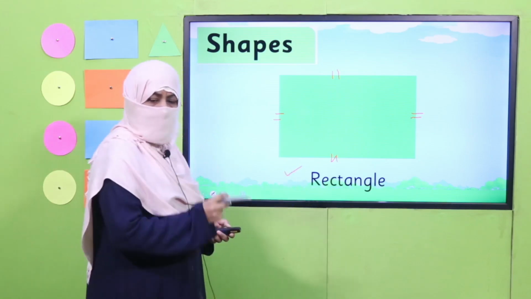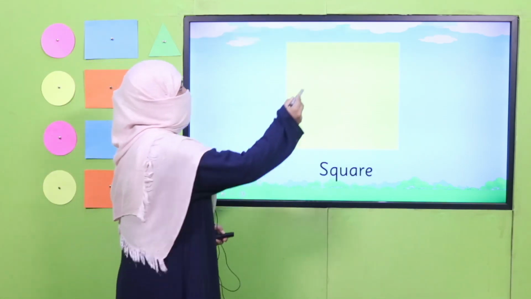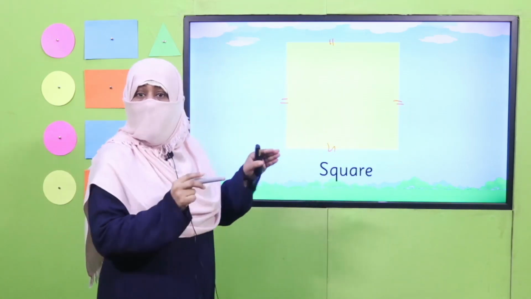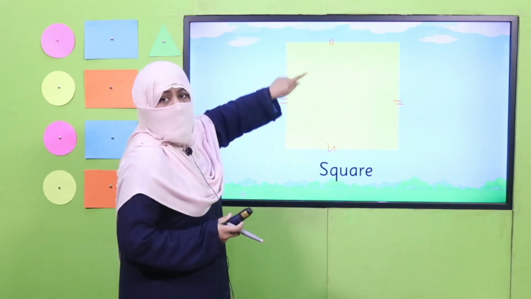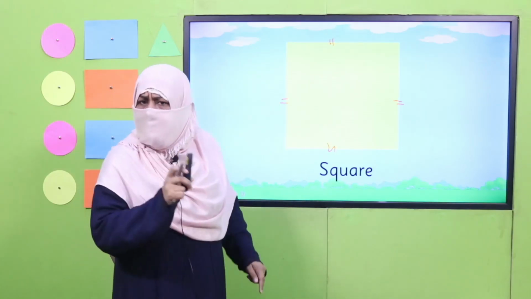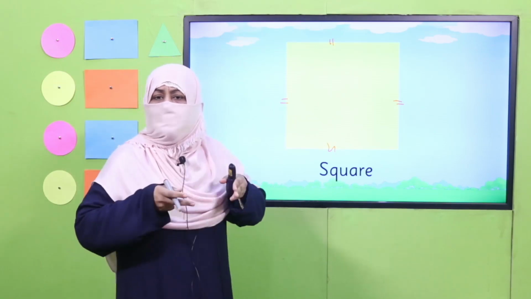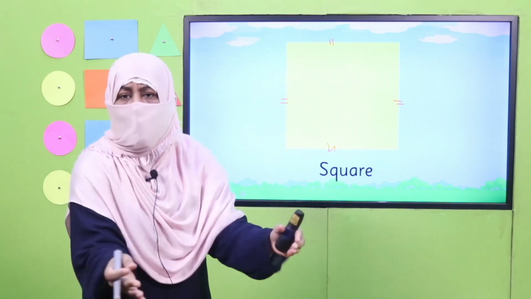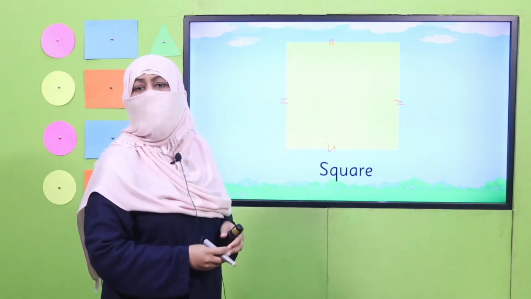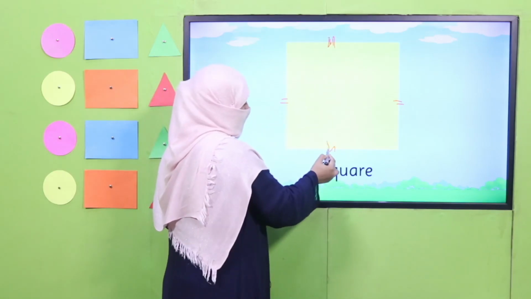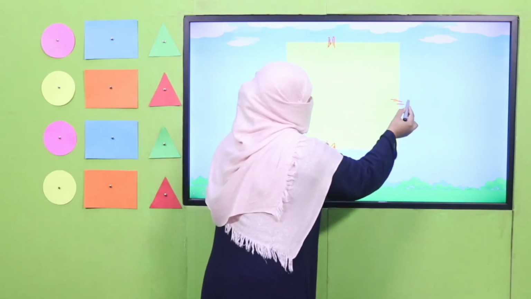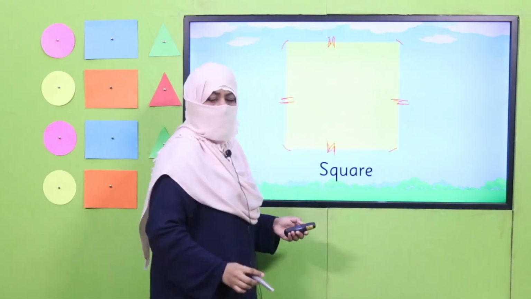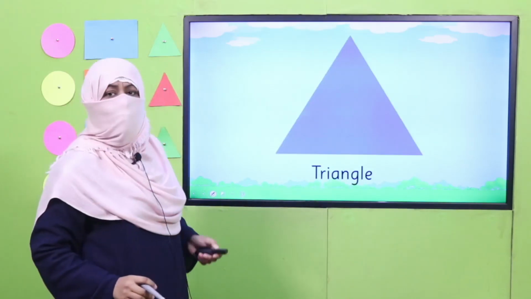This is a rectangle. A square has four equal sides. All four sides are equal in length, and again opposite sides are parallel to each other. Do you understand the concept of parallel? Parallel means two lines, they move together but they don't touch each other at any point. If we keep on extending these lines, they will not touch each other. That's why these two lines are parallel and these two lines are parallel. So it has four sides and four corners. This is square.